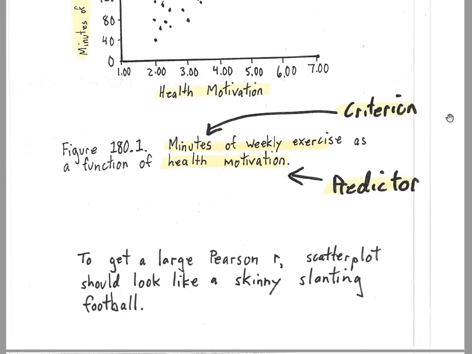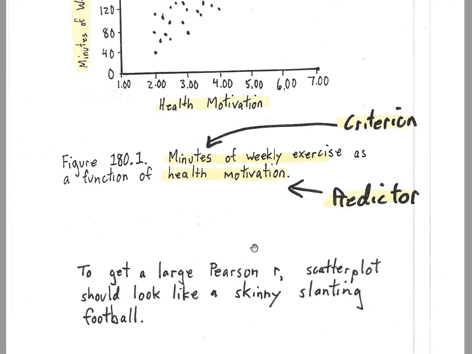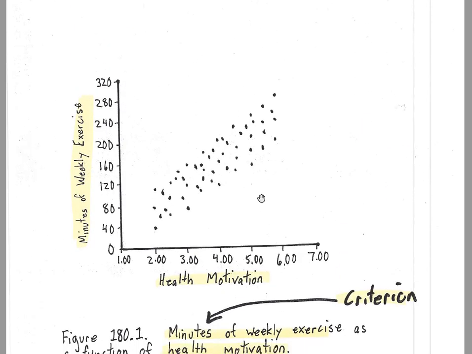I'm still on page 180-10, toward the bottom. To get a large Pearson r, the scatterplot should look like a skinny slanting football. This is actually an important point. I want to dwell on this for a second because this issue is going to come up a couple of times during my lecture. To get a large Pearson correlation coefficient, and if you're the researcher, you probably do want to get a large Pearson correlation coefficient, the scatterplot should look like a skinny slanting football, and that is pretty much what we have here.